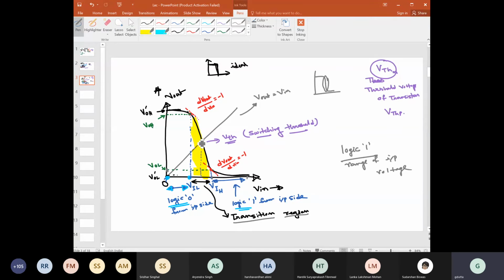Is this clear, Andhra? Yes, sir. Okay, more will be clear when we discuss the performance of this inverter due to the presence of noise.